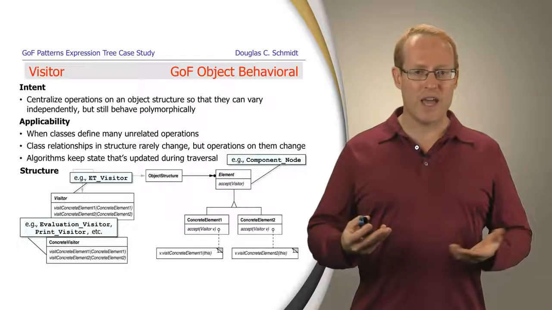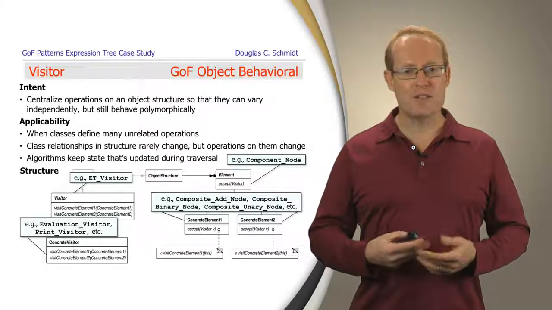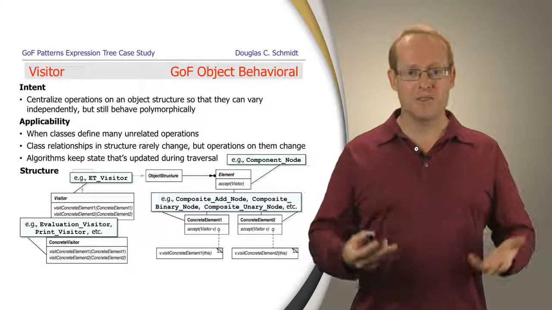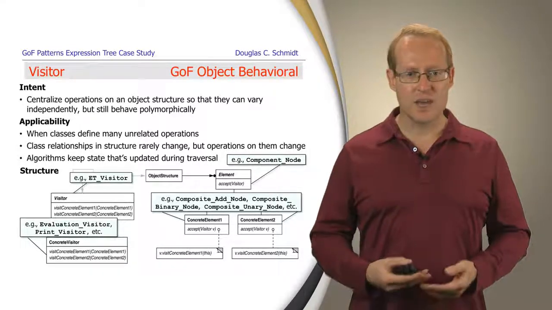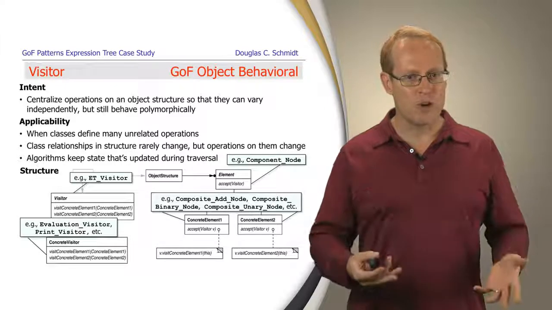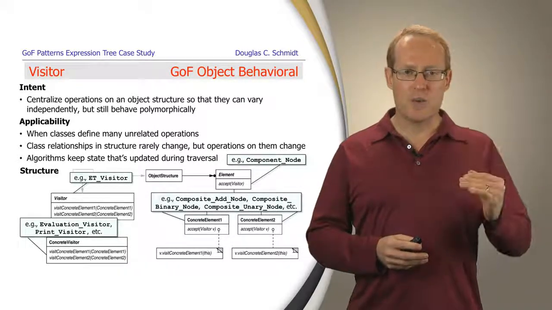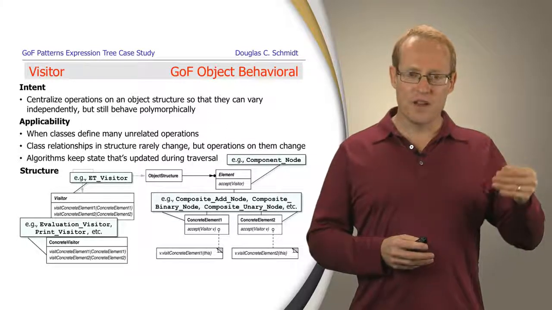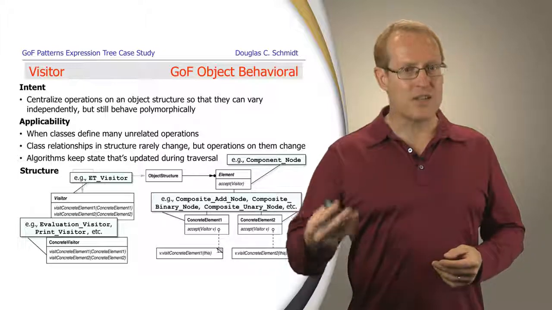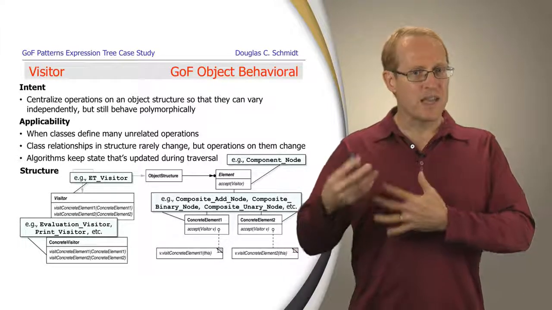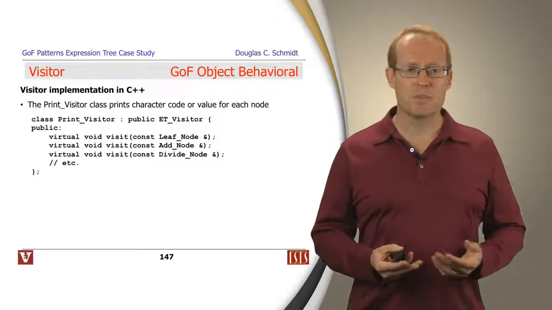So at the root of this, we have the component node, which is the element in the pattern. And then we have various concrete elements defined that inherit from component node. Things like composite add node, the various other types of nodes, composite binary node, composite unary node, and so forth. And so what you see here is that as you subclass the visitor, you fill in all the various methods that know how to visit the various kinds of composite nodes that form the elements in the object structure.